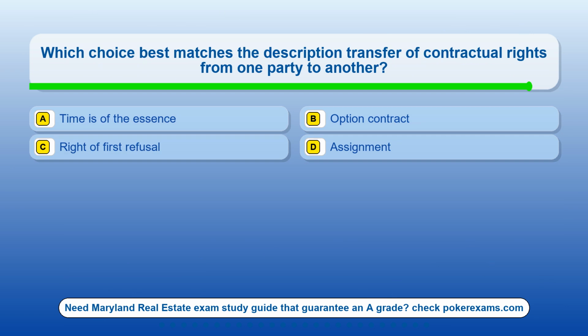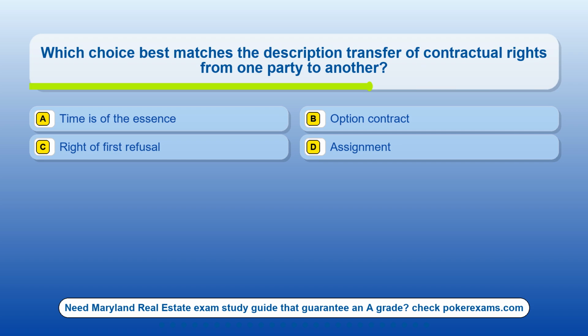Question 25. Which choice best matches the description transfer of contractual rights from one party to another? Option A, time is of the essence. Option B, option contract. Option C, right of first refusal. Option D, assignment.